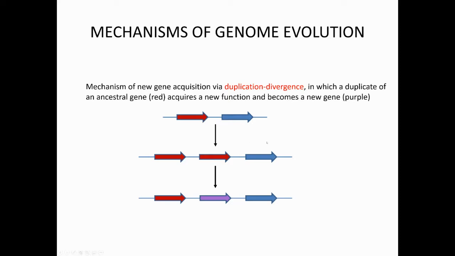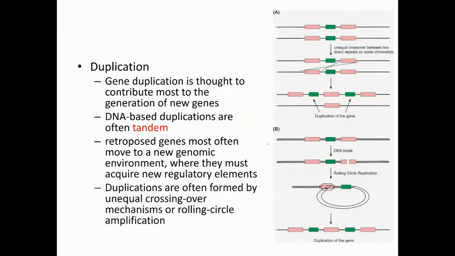So here, to show you the example, the duplicate. Basically, during this process, they duplicate this red gene, and later on this red gene is mutated, and so that becomes another new gene. So that's the gene duplication. And also here are several different mechanisms to show you how they form new genes from duplications.